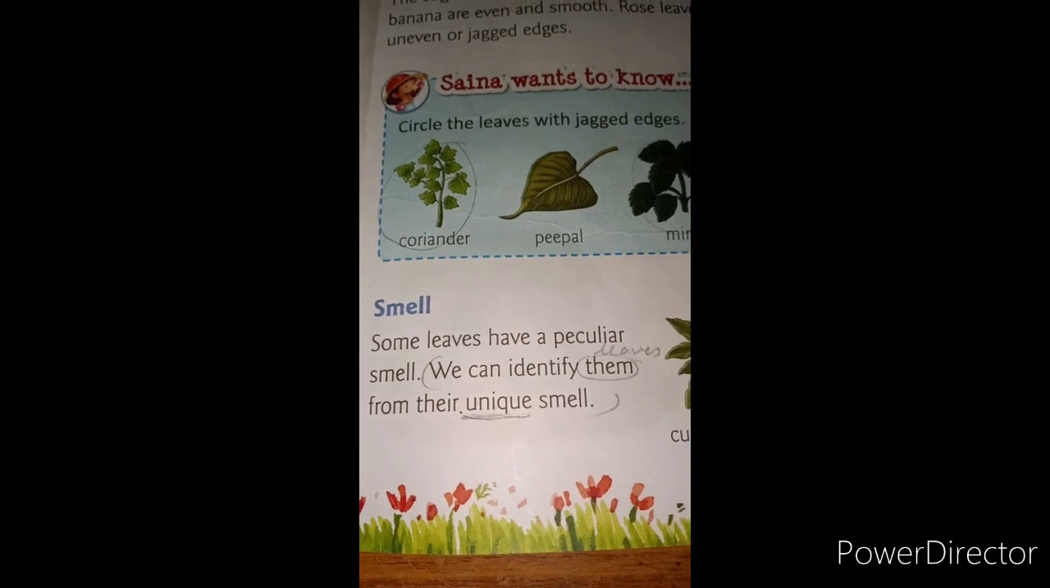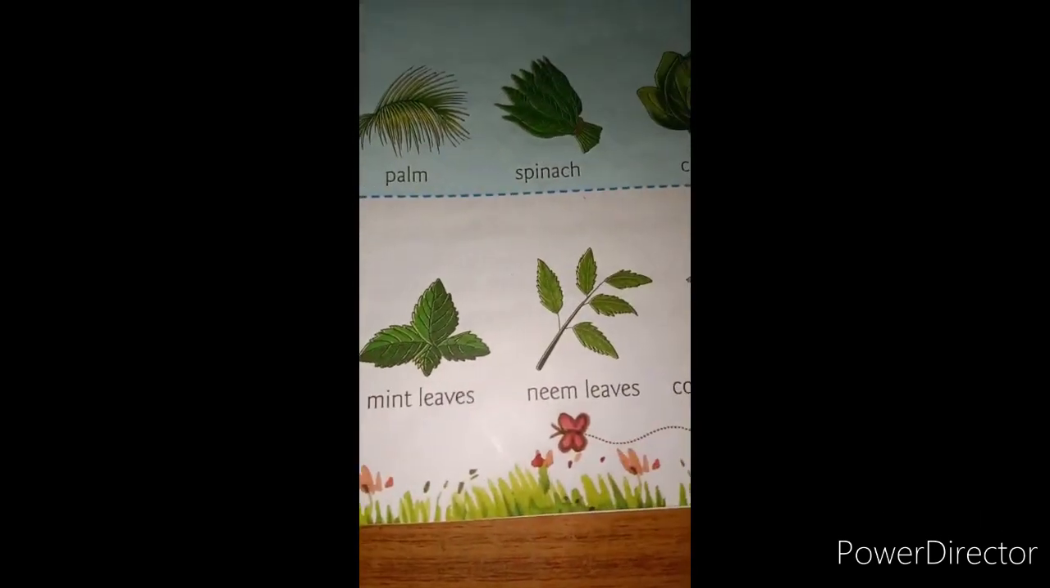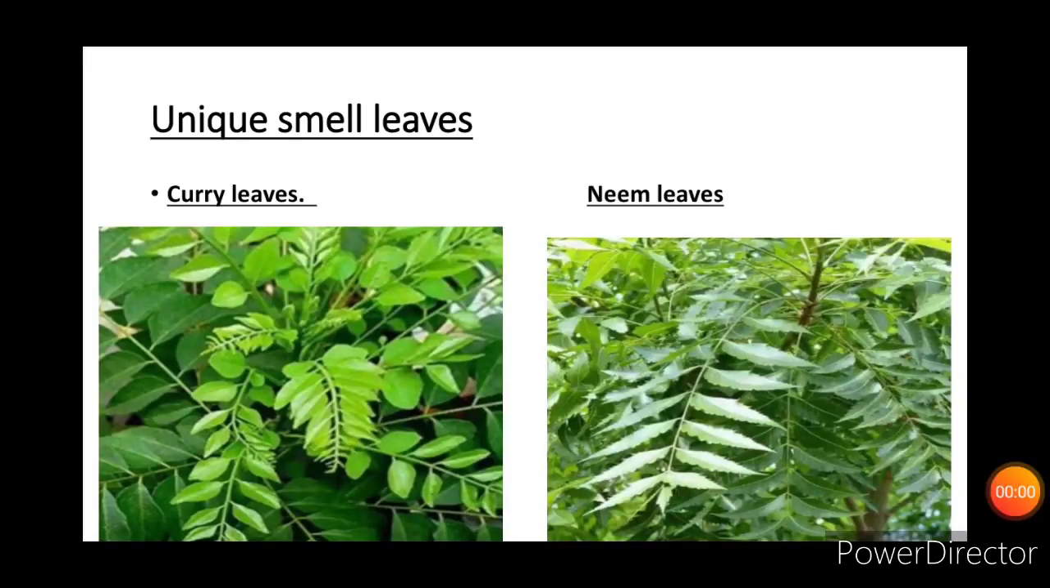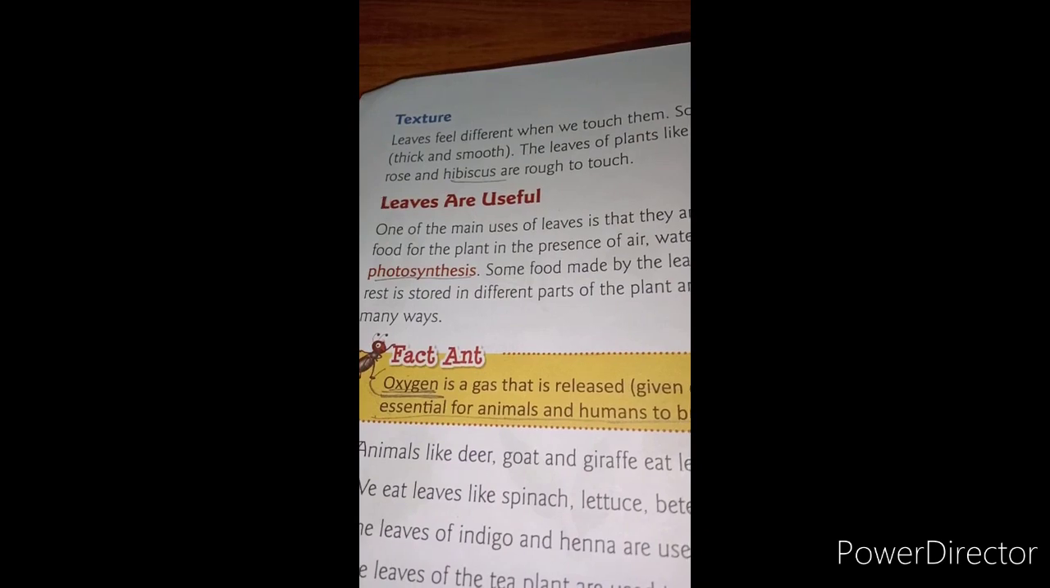Smell. Some leaves have a peculiar smell. We can identify them from their unique smell. Curry leaves, mint leaves, neem leaves, coriander leaves. Texture.